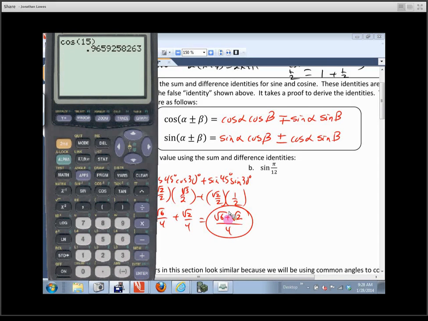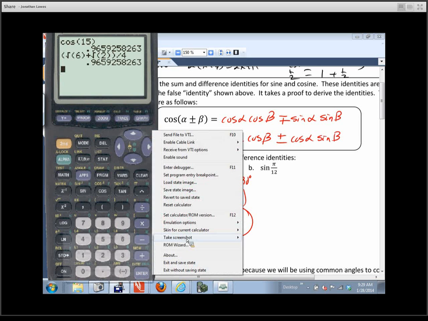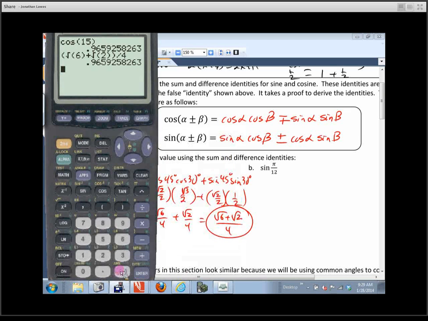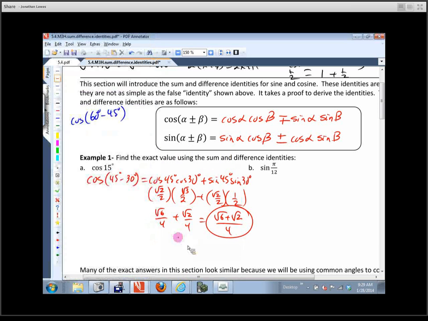Then I'm going to check and see if what we got, this is an exact answer. It's got two radicals in it. We're going to see if we actually got the right answer. So I'm going to start a set of parentheses: the square root of 6 plus the square root of 2, close the parentheses, divide the whole thing by 4. And look at that, right out to, looks like 10 decimal places, we got the right answer. Good there? Any questions?